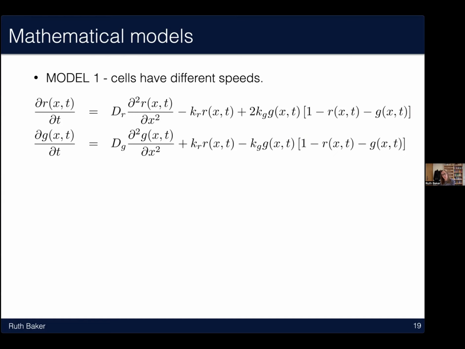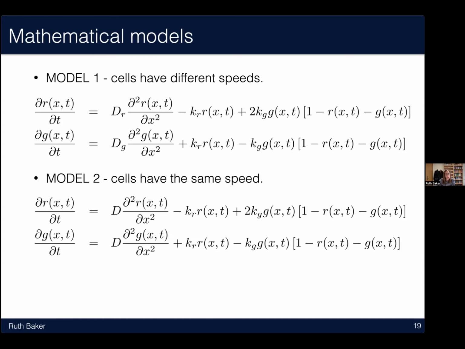And then we have a notion of crowding by introducing a logistic growth-like term, which essentially halts progression through the cell cycle as the density moves towards confluence. So that's model number one, and model number two looks almost identical, apart from the fact that in model two, we assume that the cells, whether they're red or green, in different phases of the cell cycle, have the same diffusion coefficient.